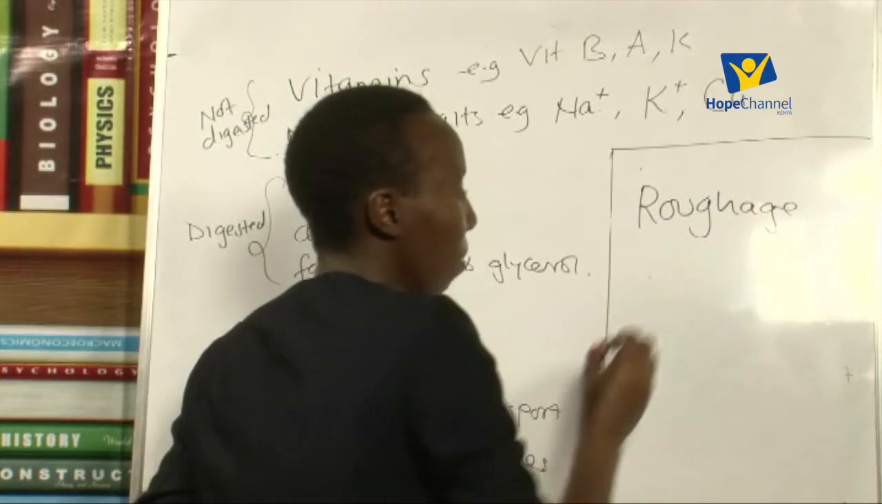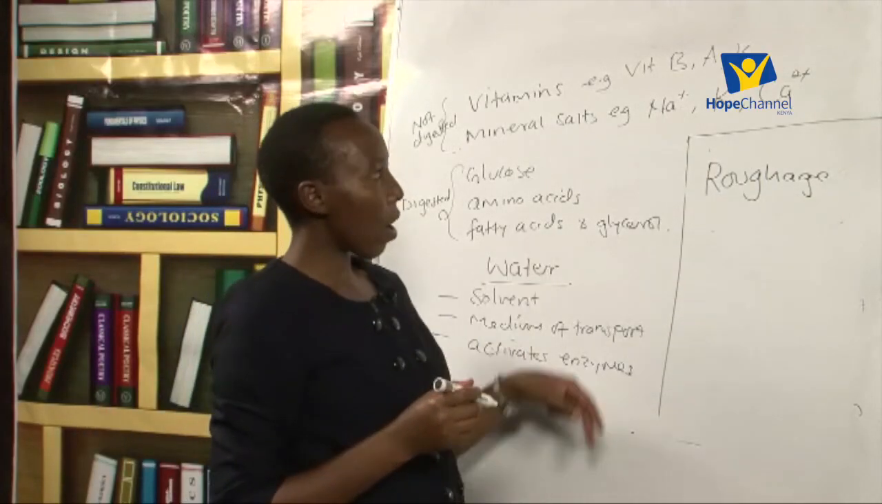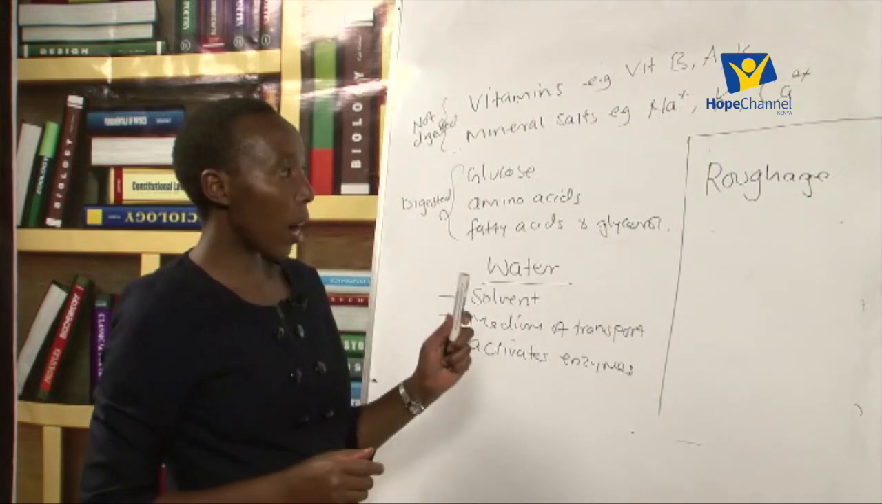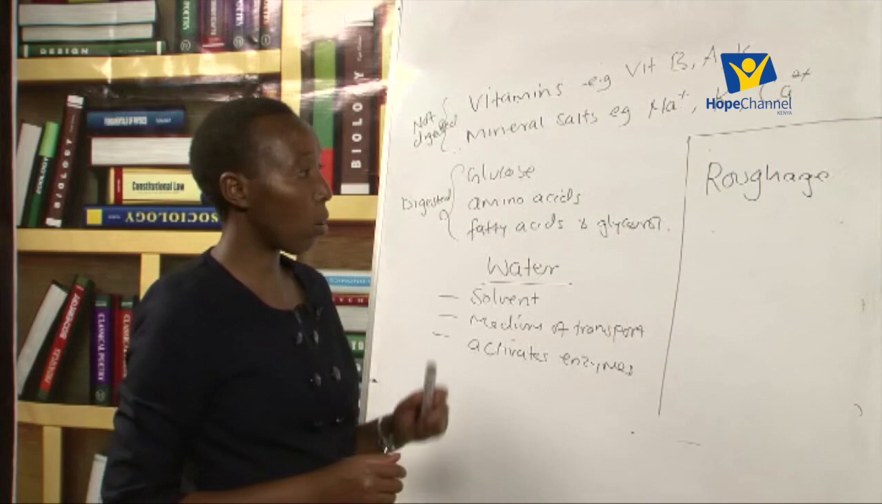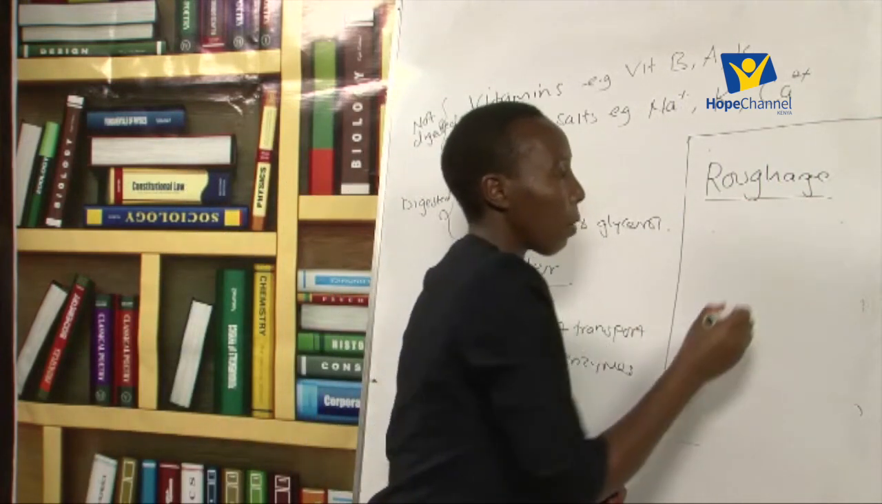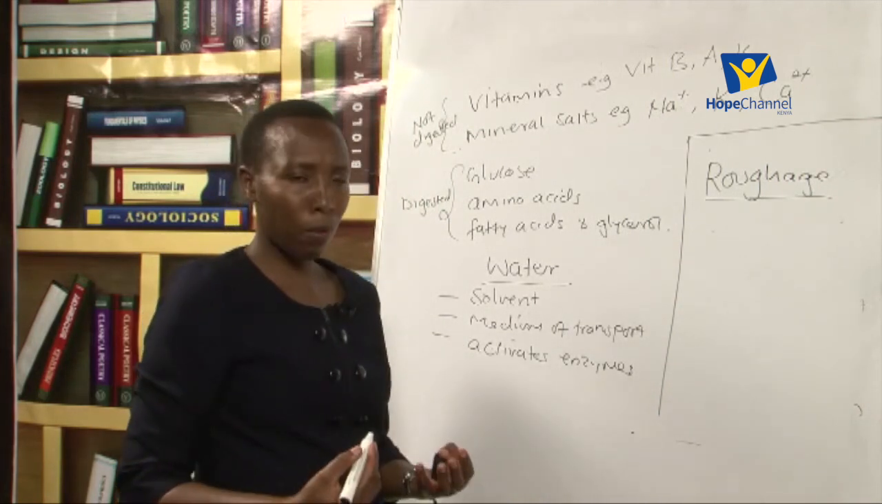Now, there is somebody, I'm calling it somebody by the name roughage, because it is part of the diet that we take, but so far in the process of digestion, I have not mentioned the word roughage, but I want to mention roughage. That roughage is very, very essential in our diet. Now, where do we find this roughage from?